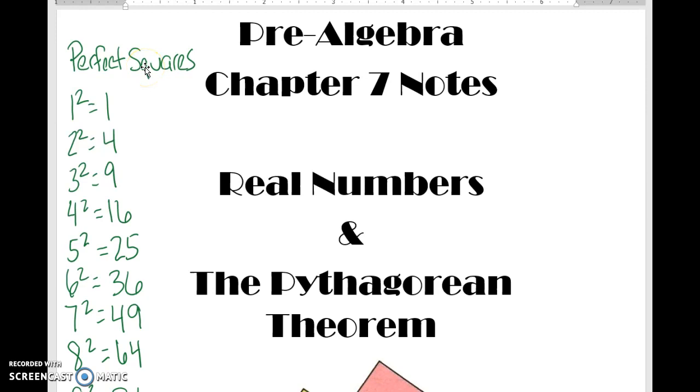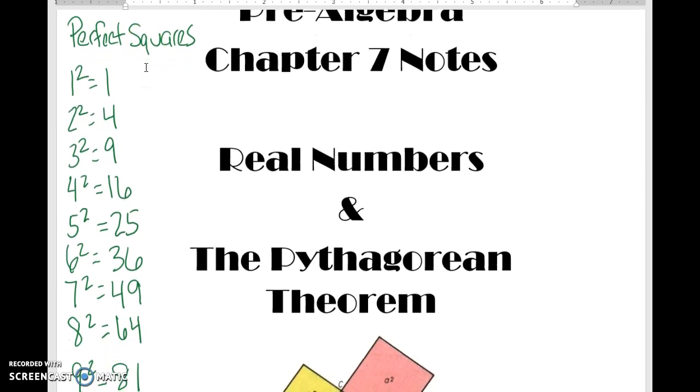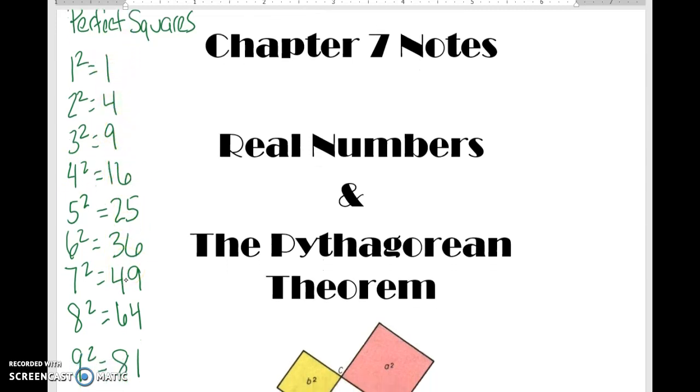So you can see that there are several. So basically what this little 2 means is the second power. So that means 1 times 1 is 1. 2 squared, or 2 times 2 is 4. 3 squared, or 3 times 3 is 9. 4 squared, or 4 times 4 is 16. So these numbers over here are all of the perfect squares.